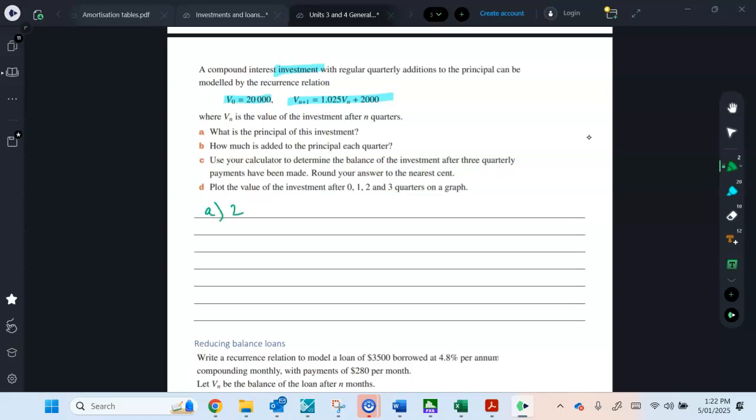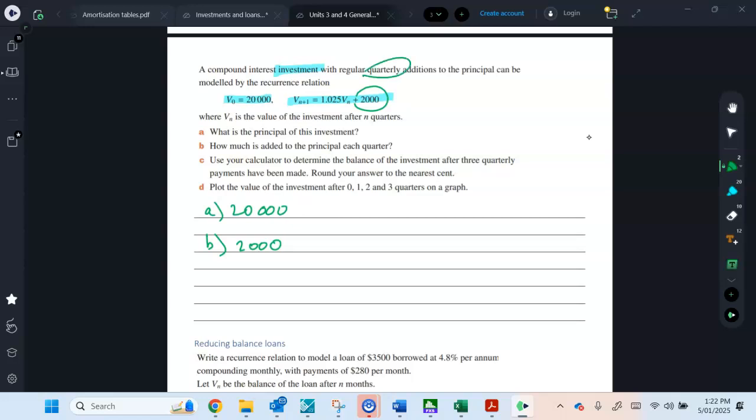Oh, it's easy. So these types of questions are usually the first ones you're asked in an exam, all right, just to ease you in and make it easy for you. So that should be like a gimme mark. How much is added to the principal each quarter? Here we go. That's what we're adding, $2,000. I actually didn't read the question, did I? Just highlighted a bunch of things.